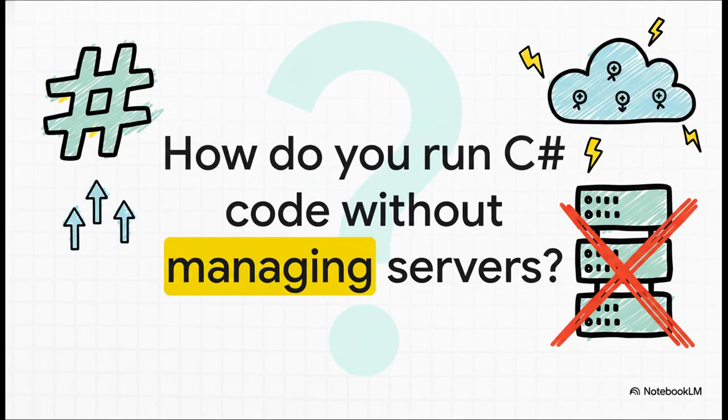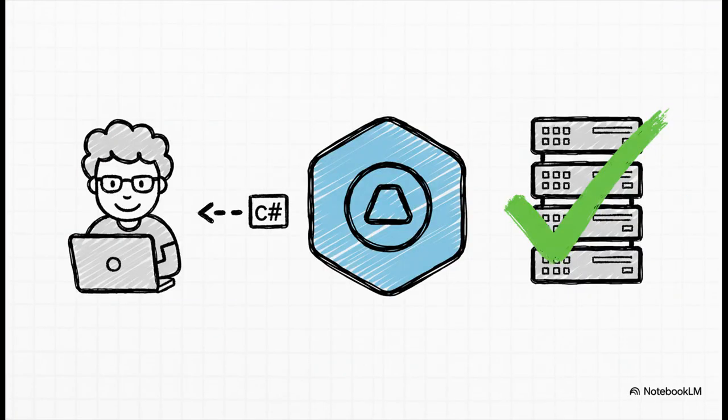So you're a .NET dev, right? You love C#, you know its power, but you're looking at this whole serverless thing. And the big question pops up: how do you actually run your C# code when there are no servers to manage? The answer? It's AWS Lambda. Plain and simple. It just runs your code when stuff happens, and you don't have to worry about the infrastructure at all.